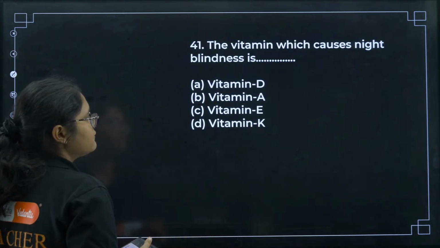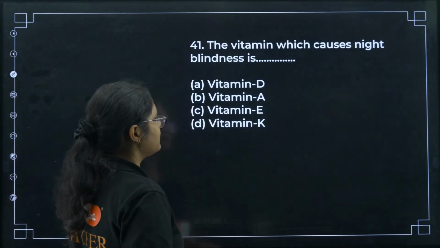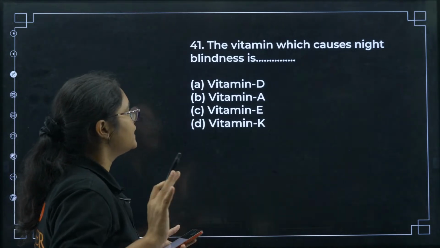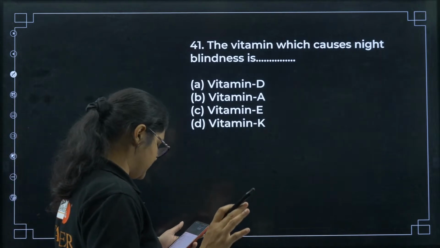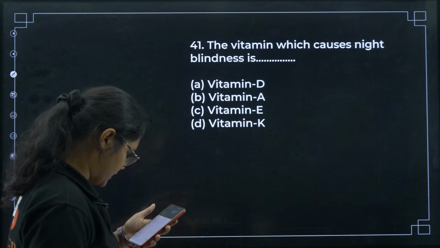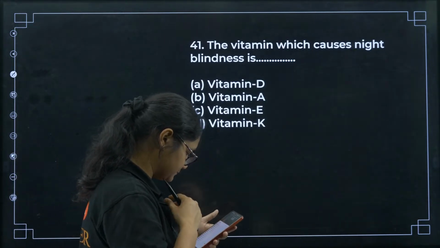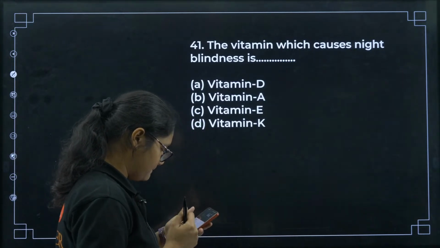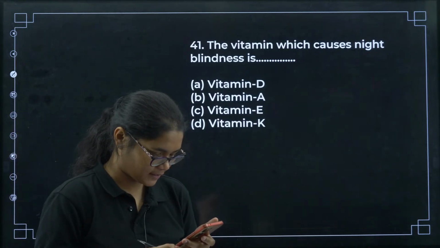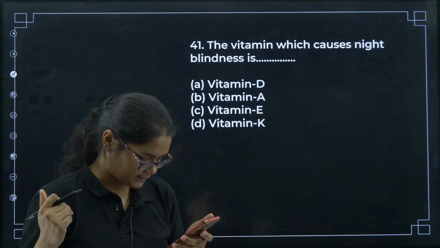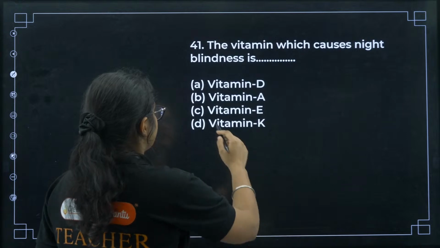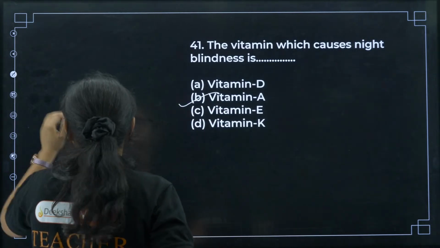Okay. 41, the vitamin which causes night blindness is, you know, deficiency disease questions are very, very important. Night blindness is caused by vitamin D, vitamin A, E or K. Okay, you have to tell me the correct answer here. Yes, students, come on, all of you have answered this one. 41 question. Yes, vitamin A is the correct answer here.